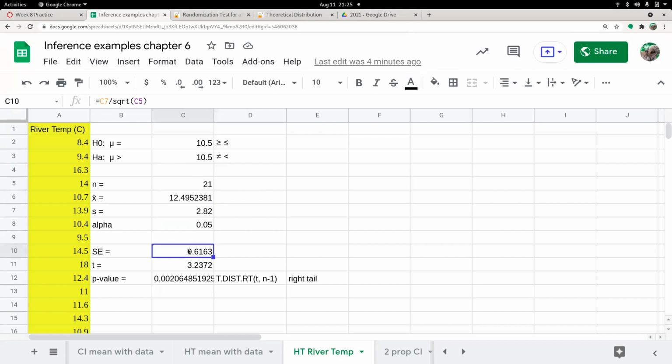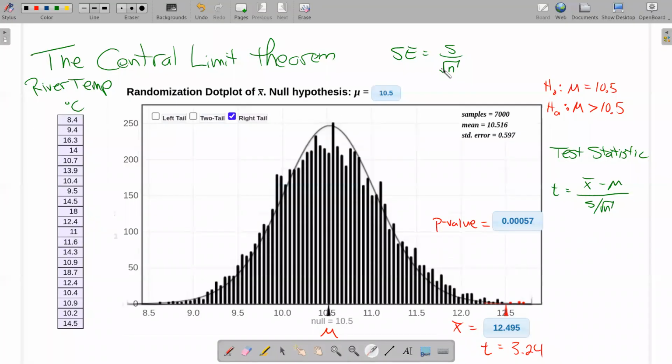Standard error. This is the big idea this week, that the central limit theorem says we can predict what the standard deviation of a sampling distribution is going to be. And for a mean, what you're going to find is that it is the population or sample standard deviation, s, divided by the square root of the sample size. Now, ideally, we'd like the population standard deviation, but we usually don't know that, so we approximate it with the sample standard deviation.